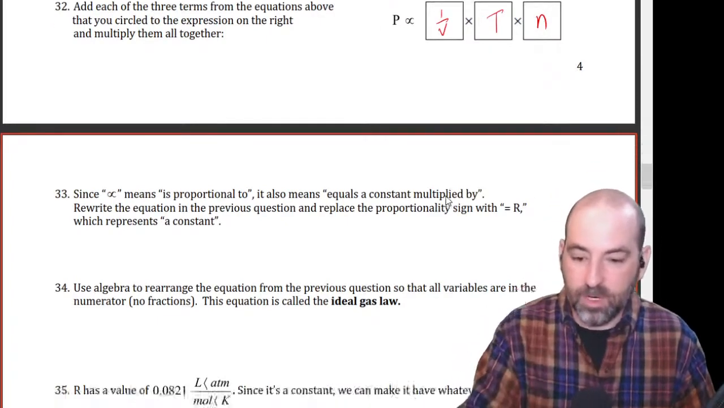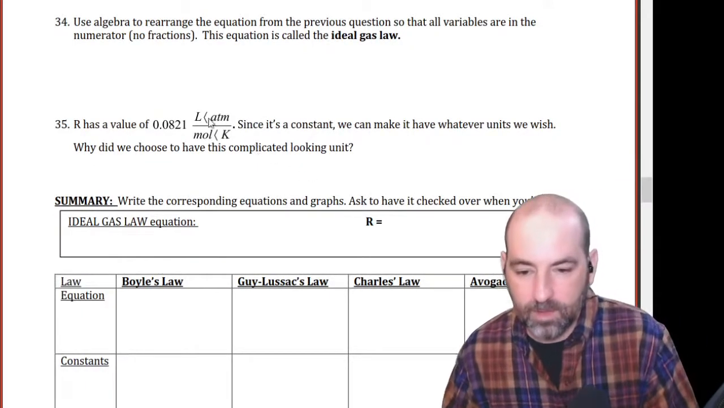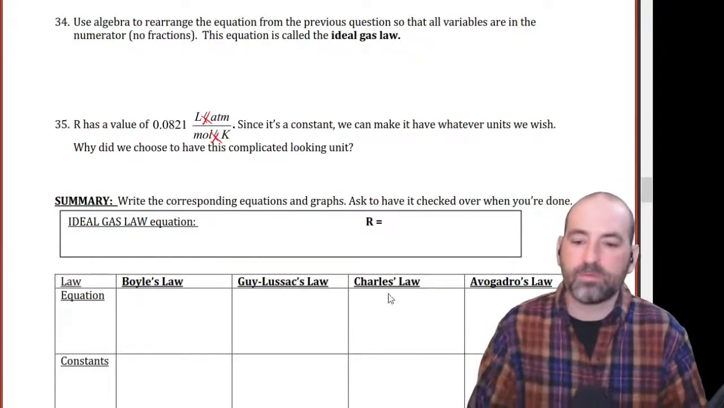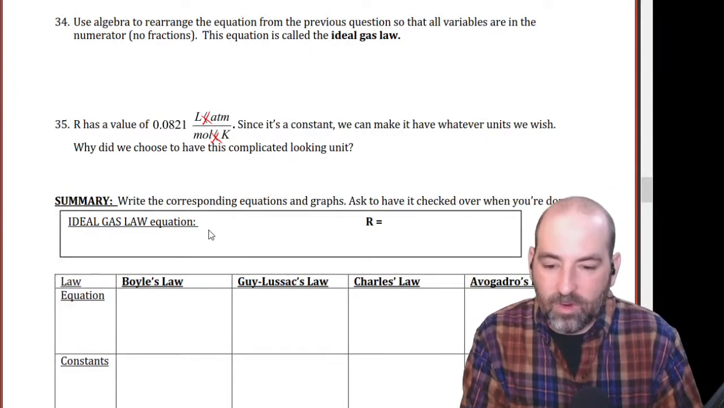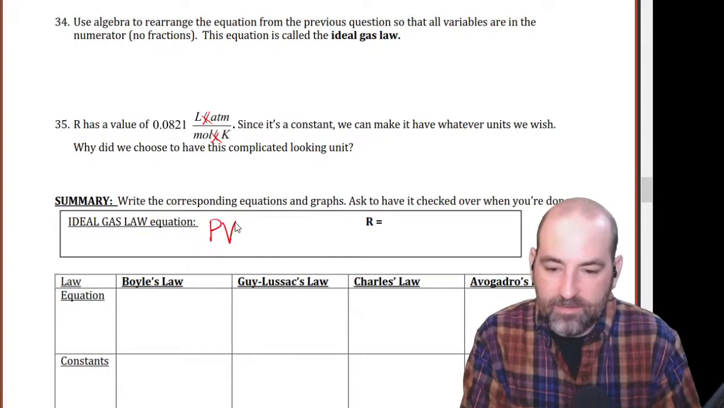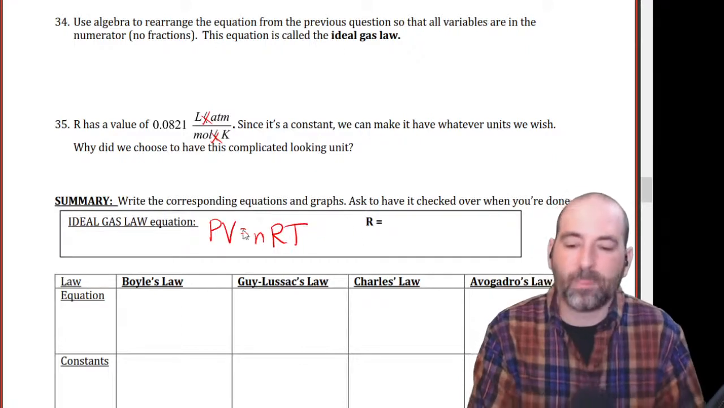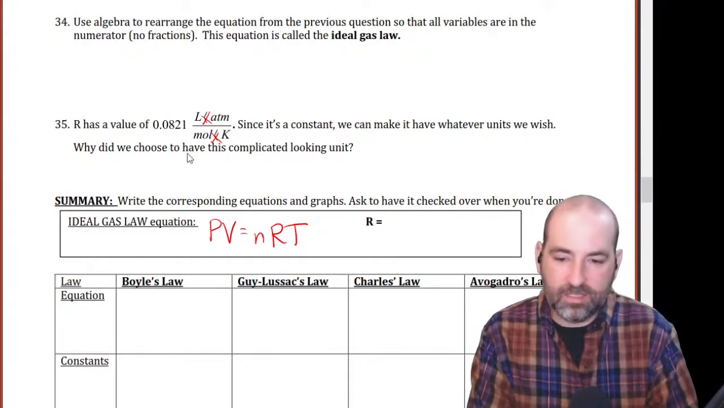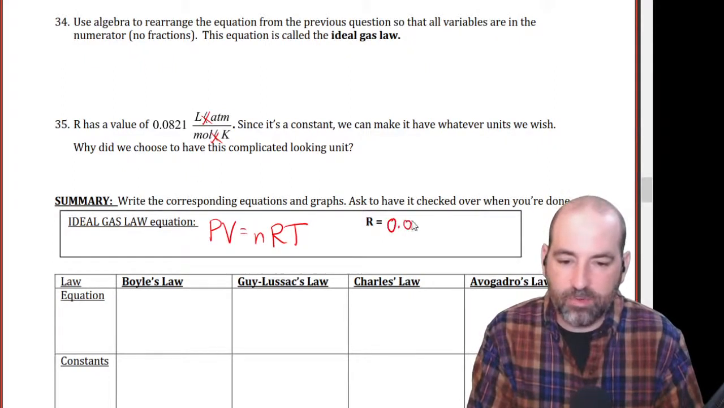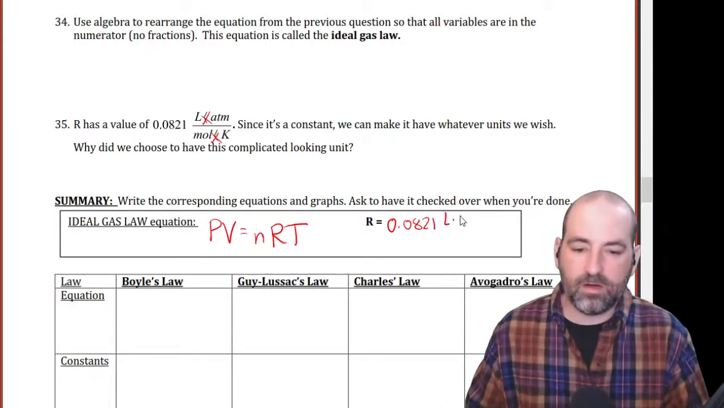But we could using this thing called R. Something didn't come out right. Those are supposed to be times signs. So the actual ideal gas law equation looks like this. PV equals NRT. P is pressure, V is volume, N is number of moles, R is this constant, it's called the gas constant, 0.0821 liter atmospheres per mole Kelvin.